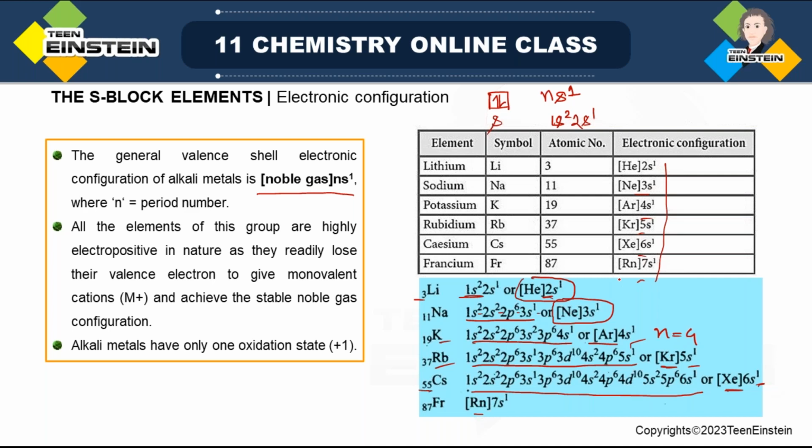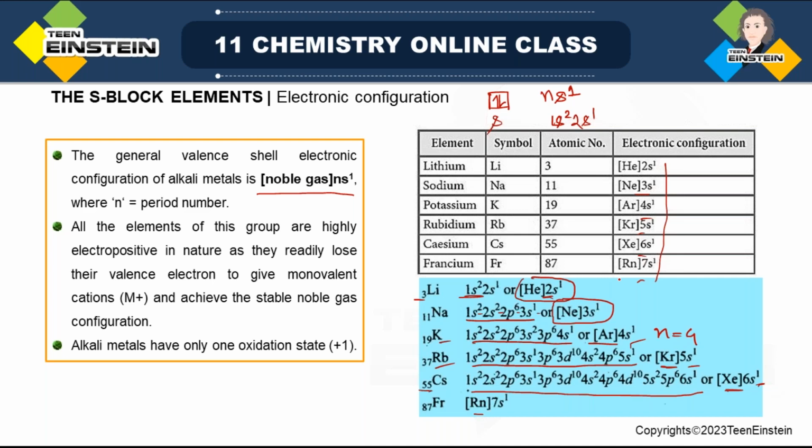All the elements of this group are highly electropositive in nature, so we are calling them metals. And there are also some other metals in the periodic table in the D block. But S block metals have a unique feature. The feature is they are very reactive. They are on the left hand side extreme. Remember what I have said. So they are very reactive.